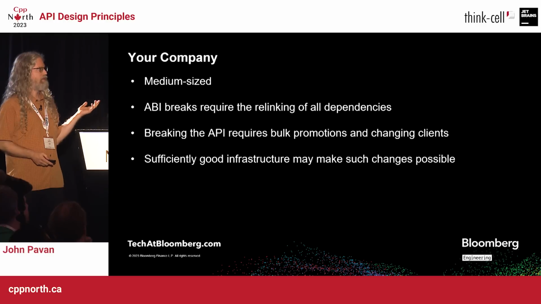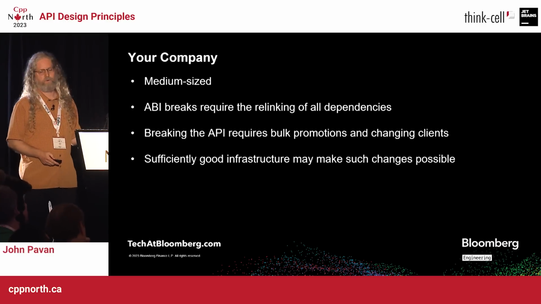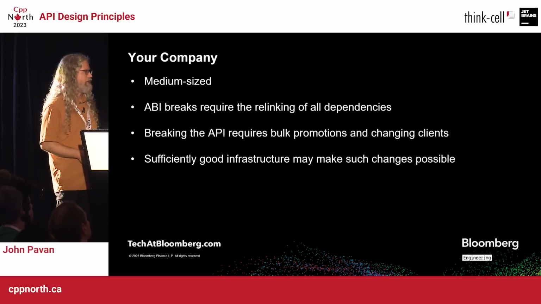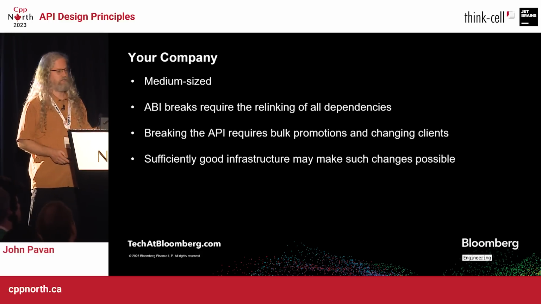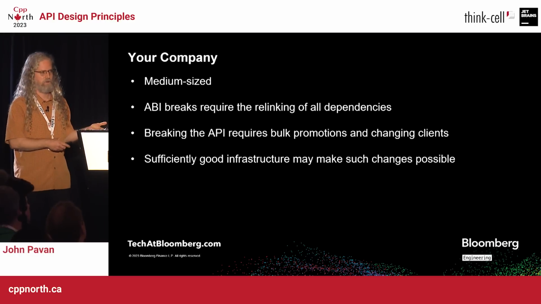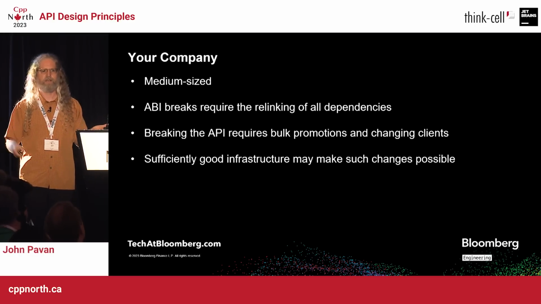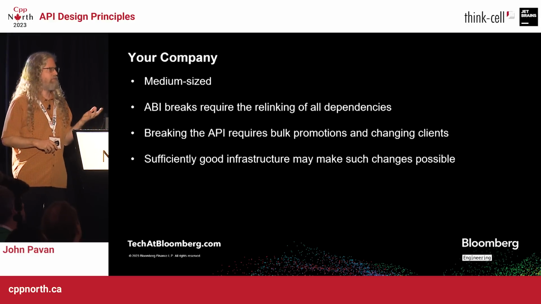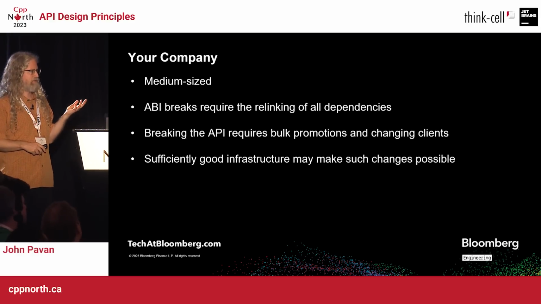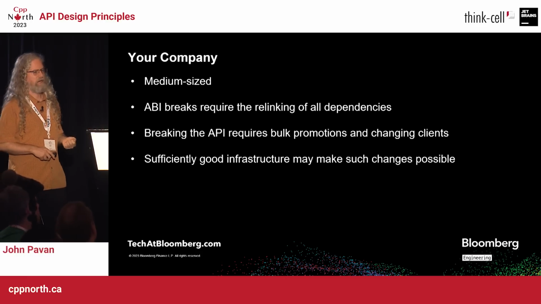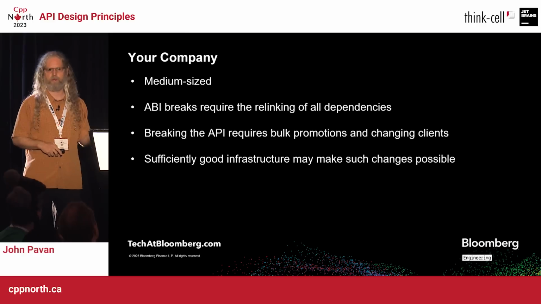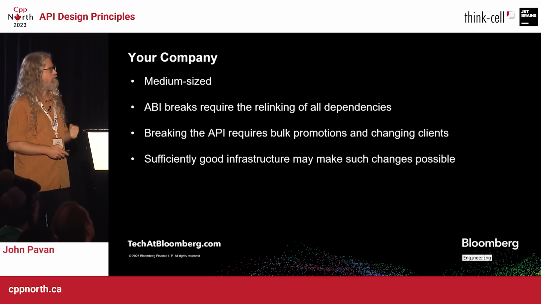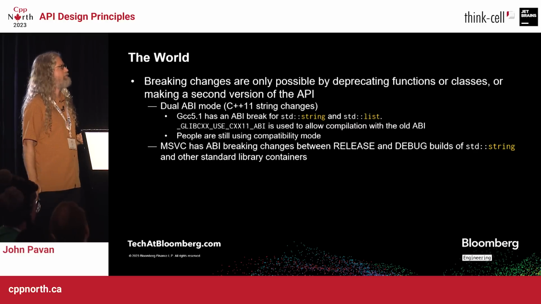But you have to deal with the fact that any ABI break will require getting everyone to relink all of their dependencies, so that you don't have subtly bad behavior. And if you break the APIs, then you're going to have to do bulk migrations. You may have to find every use case for your library and push out PRs to all of the relevant teams. But it is probably still the case that if you have good infrastructure, it may still be possible to make meaningful changes to the API for your library, as long as it's relatively well tracked inside of your company.